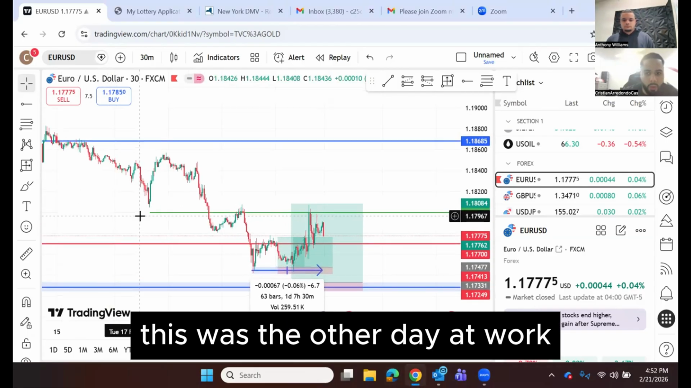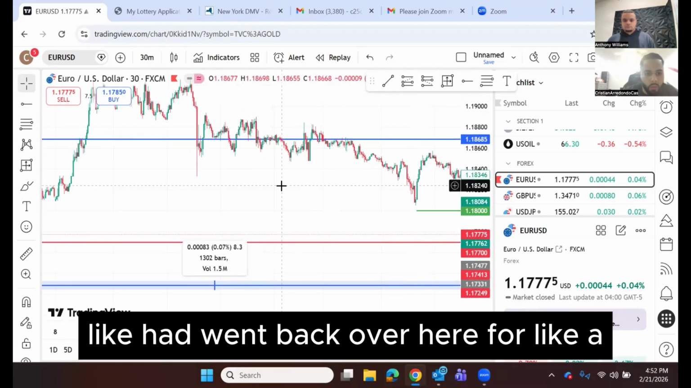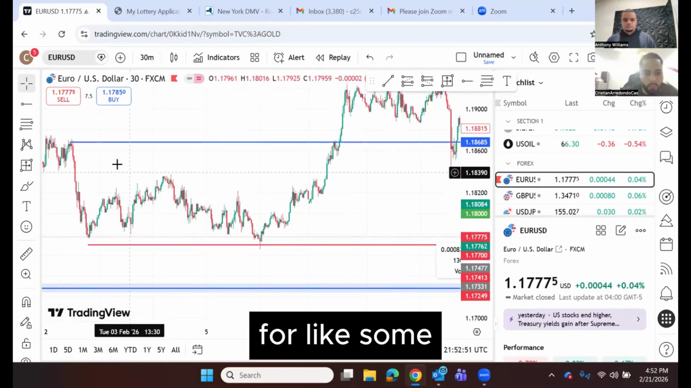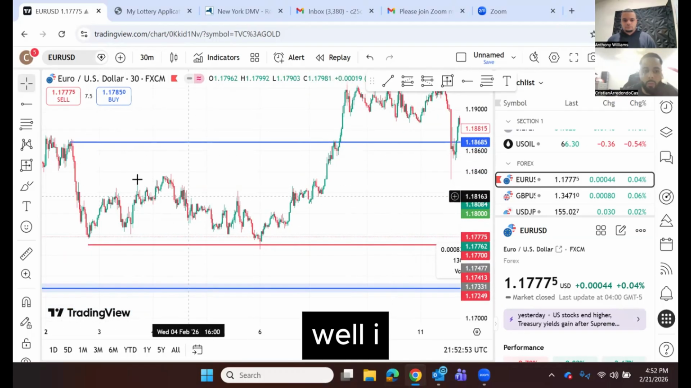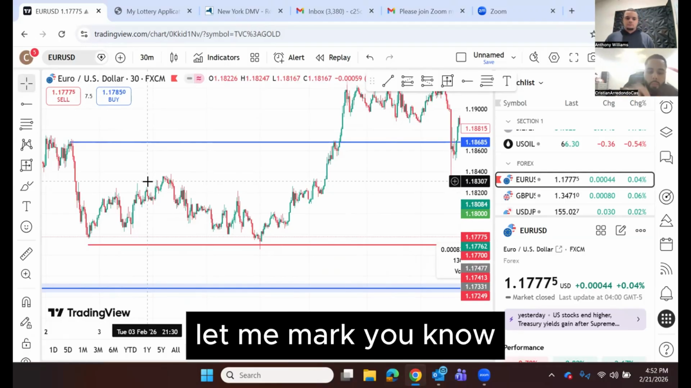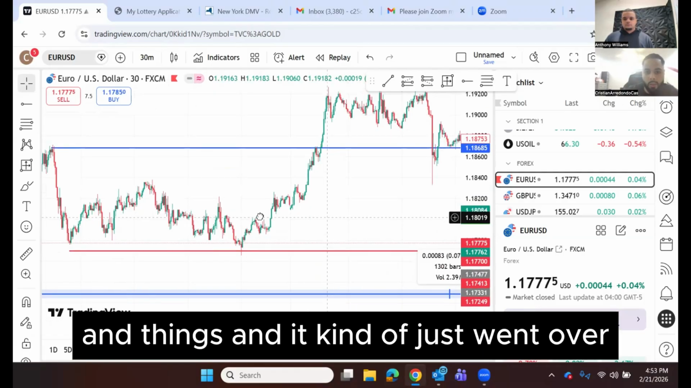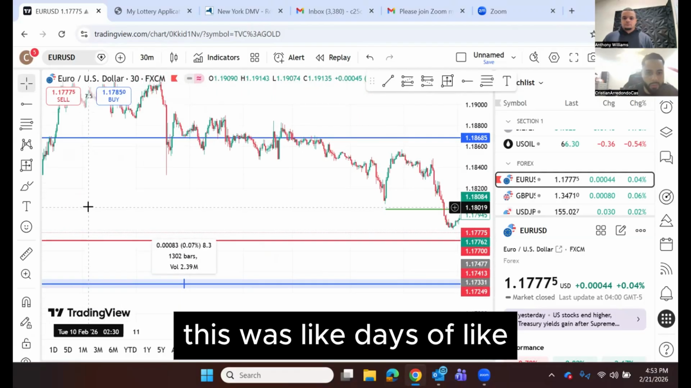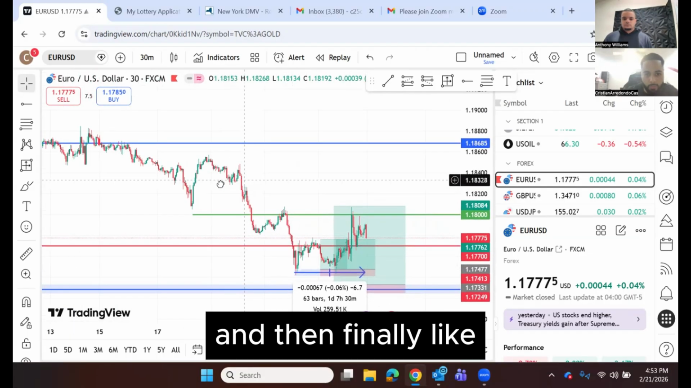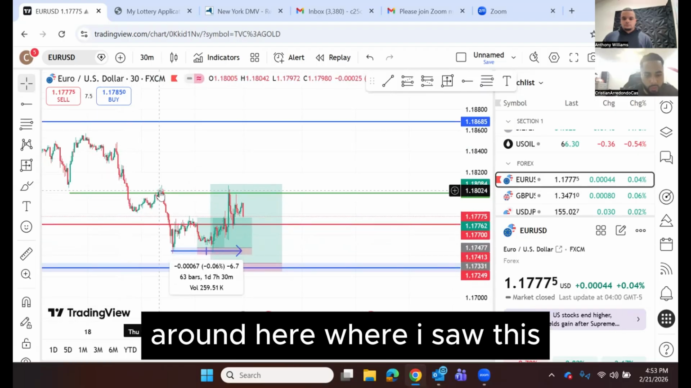This was the other day at work, and I think this is where I was telling you I went back over here. I was doing this while I was at work, and I was like, let me mark places where I see resistance and things. This was days of me just being at work and having some time to myself. And finally, this day, I believe somewhere around here, I saw this.